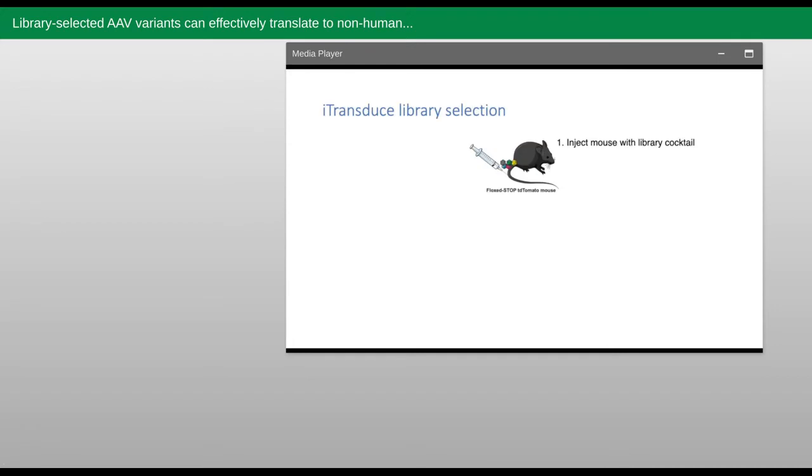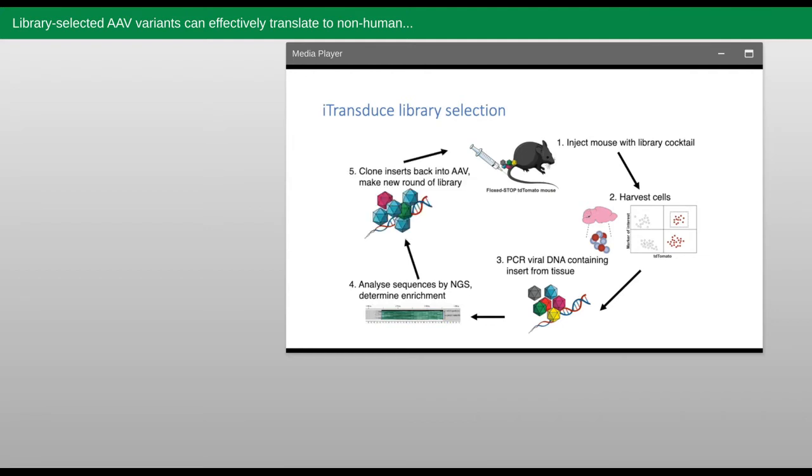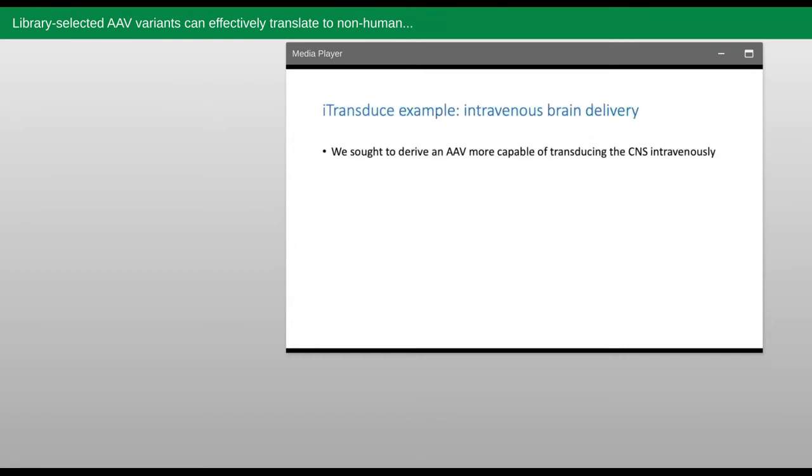So our workflow then becomes injecting the mouse, pulling out cells from our tissue of interest, amplifying the viral DNA. We use low-depth NGS just to check our levels of enrichment, and if need be, recloning the variant inserts and performing another round of selection. So as a test of this, we wanted to see if we could develop a variant that could transduce the brain and the CNS intravenously more efficiently than the parent capsid AAV9.